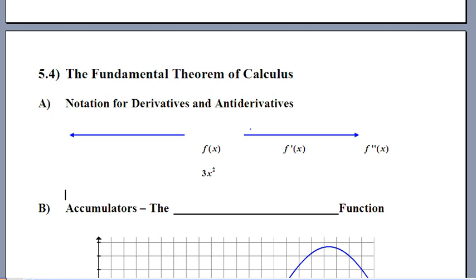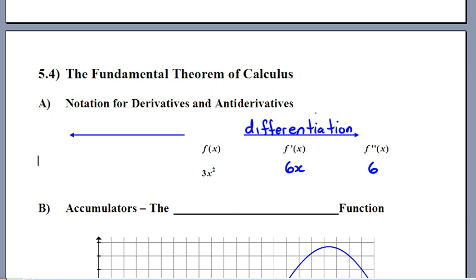So starting with f of x, I can get to the first derivative, right? That would be just 6x. And I can go even to the second derivative, that would just be 6, right? Going in that direction, that's called differentiation. No problem. I've got this little notation there. I can put some apostrophes on there to talk about how many times I've gone and done a derivative.